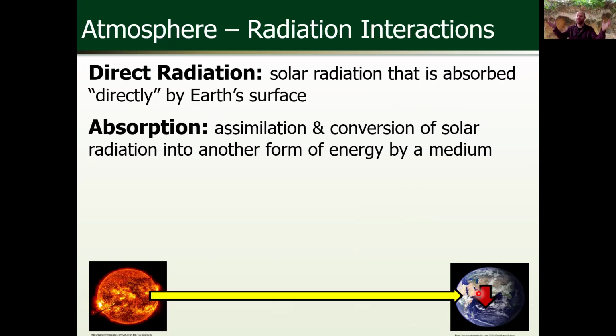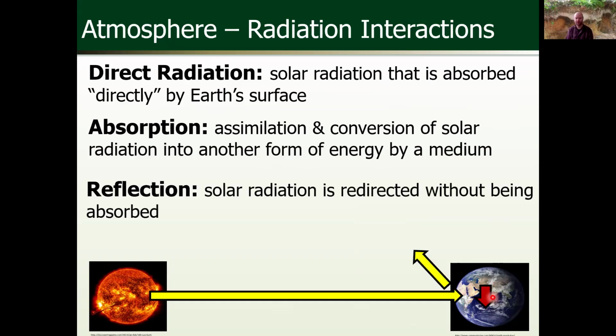Again, our atmosphere has mass, it has carbon dioxide, it has methane, it has water vapor, it has many constituents, and many of them are capable of absorbing and re-emitting energy. And so this is what we call absorption.